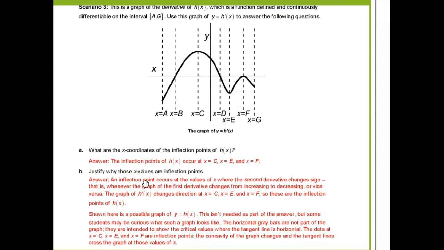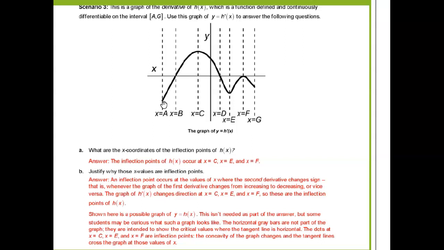The justifying. So this is the part that I think we're struggling the most with. The justification in terms of words needs to be something like, for example, for point of inflection C. X equals C is a point of inflection because as the graph of h prime of x is increasing at x equals C, it changes to decreasing. Therefore, on the original graph, we would have a point of inflection.